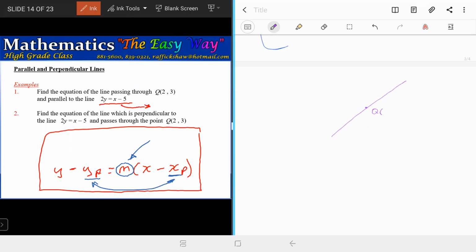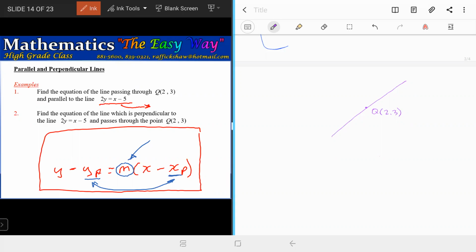The point Q is 2, 3. All right. I want to find the equation of that purple line right now. The problem though is that I only know a point. I need to also know the gradient if I'm going to find the equation. A point alone can't help me. I need a gradient as well.